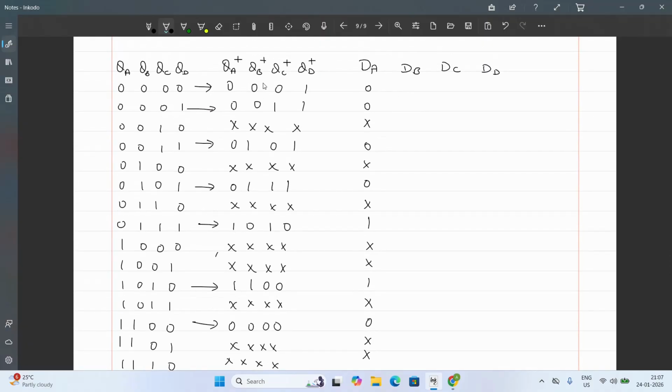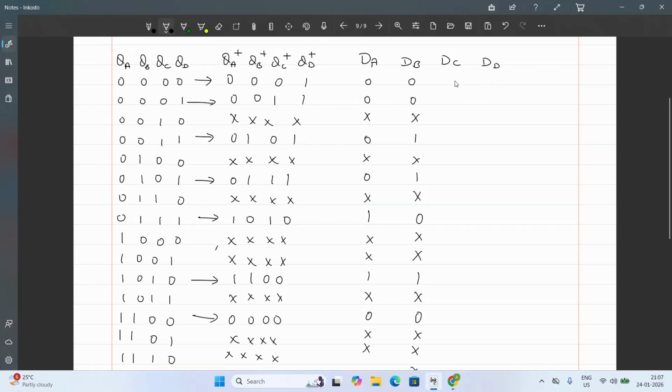Next, DB will be same as QB plus, okay? X, 1, X, 1, X, 0, X, X, 1. DC is same as QC plus.